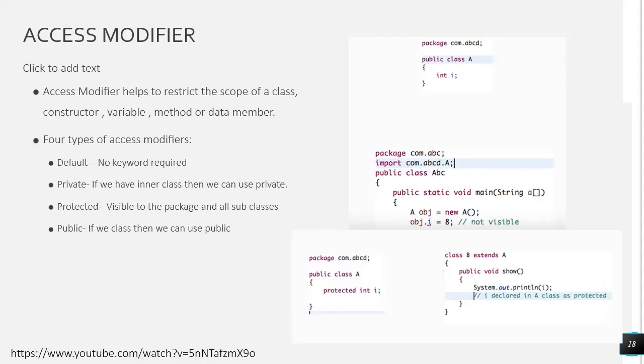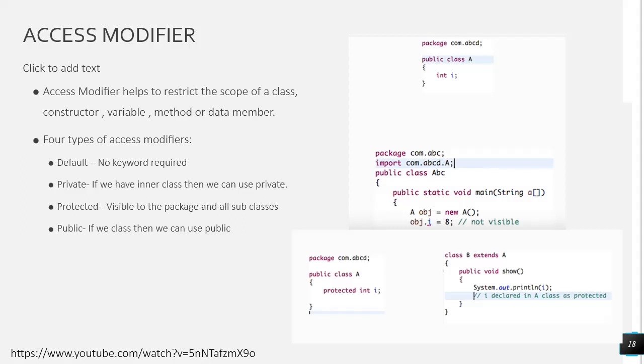Access modifiers help to restrict the scope of a class, constructor, variable, method, or data member. There are four types of access modifiers. Default, which requires no keyword. Private, which is only visible within its own class. And protected, visible to the package and all subclasses. And the most used one is public, which is visible to everyone.